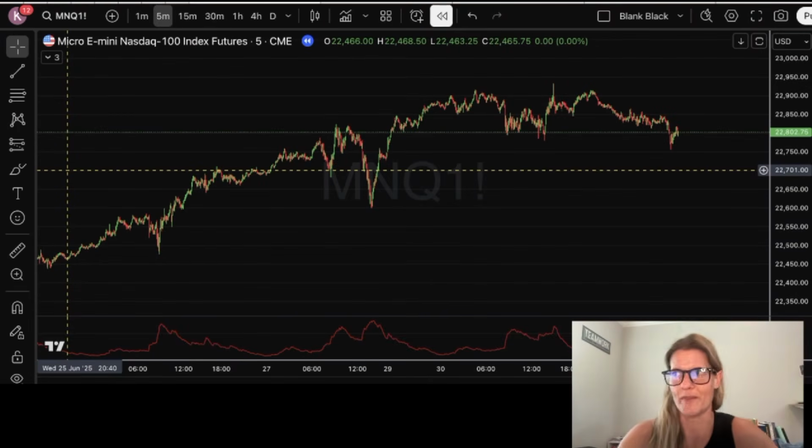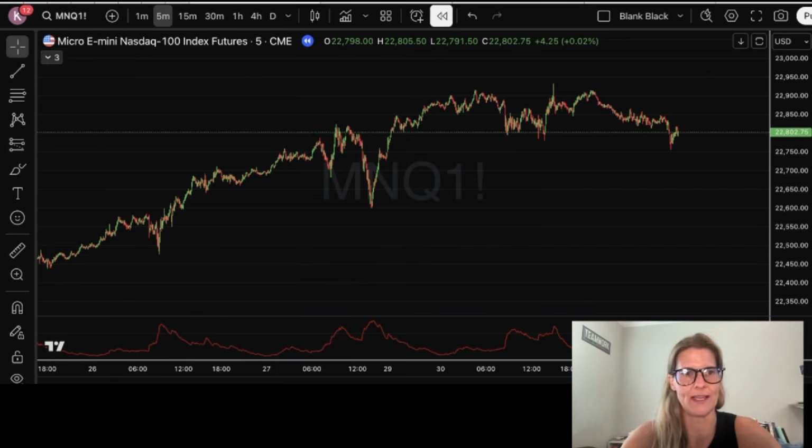First up is VWAP, the volume weighted average price. It's kind of like the market's fair value for the session. If price is above VWAP, then buyers are in control. If it's below it, sellers are in control. So it acts like a dynamic support and resistance, and it tells you where the large players are likely positioned. So it helps filter out some of those low probability trades.